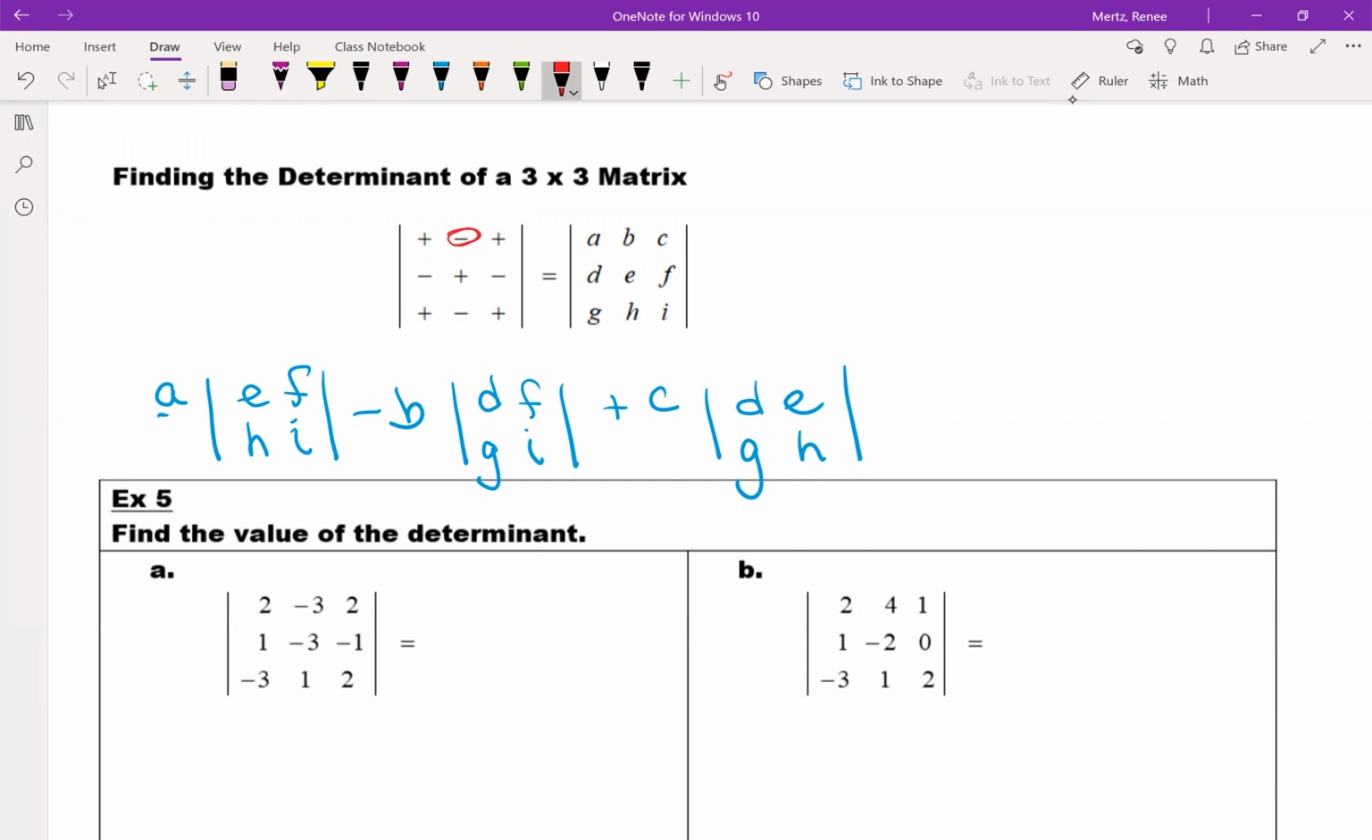We do sort of the same thing. We copy down the B, cross out its column and row, and we're left with D, G, F, I. And then our last one is plus C. We just keep the sign, whatever it is, and cross out the last column and the top row. We're left with D, G, E, H. So that's how we'll set these up.